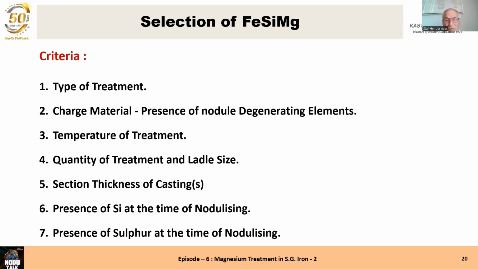How are we going to select the ferrosilicon magnesium, or let's say ferrosilicon magnesium rare earths? It depends on the type of treatment. It depends on the charge material. As I said already, you can have a lot of degenerated elements in your charge material or not. It depends on the temperature of the treatment, the quantity of the treatment combined with the ladle size, the section thickness of the castings, the presence of silicon at the time of nodulising, because silicon is mostly restricted, and the presence of sulfur at the time of nodulising. Let's take them now one by one.